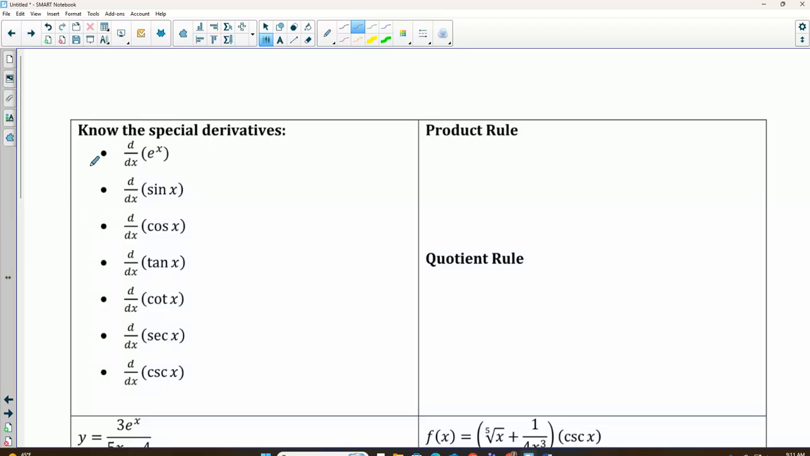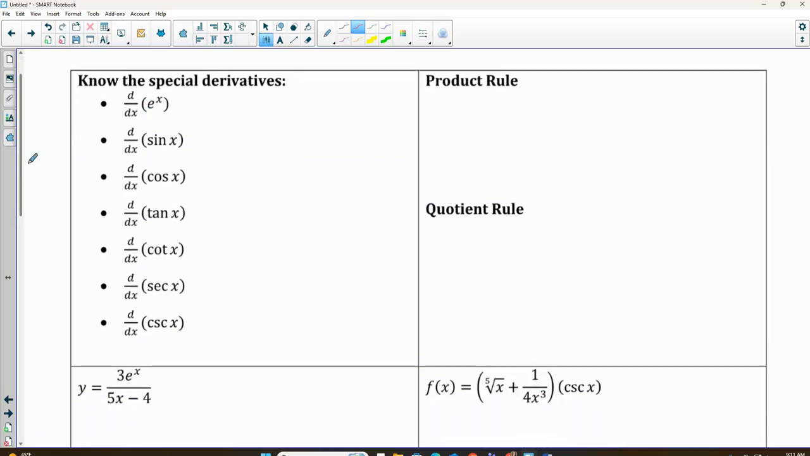You need to know all of our special derivatives. So, what is the derivative of e to the x? What is the derivative of sine x? Cosine. Remember, sine and cosine, their derivatives are very similar. What's the derivative of cosine? Negative sine. All the co-functions have a negative derivative. What's the derivative of tangent? Secant squared.